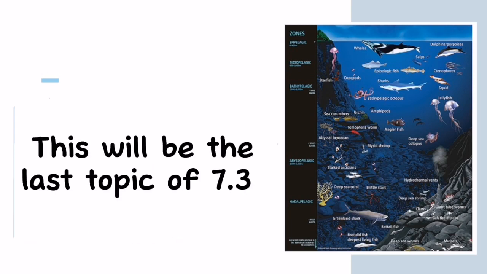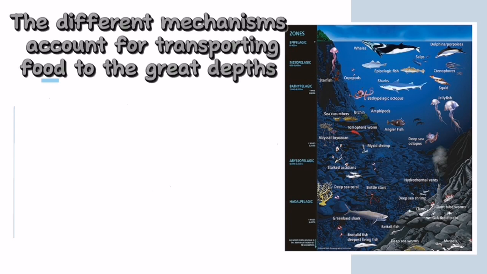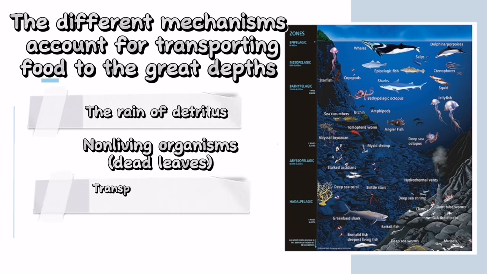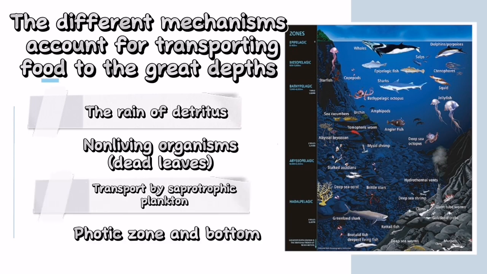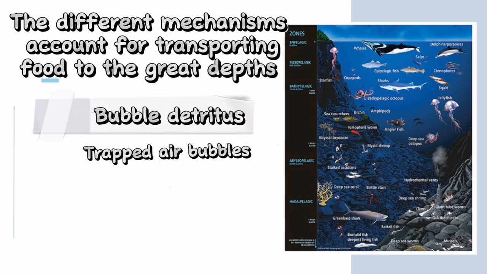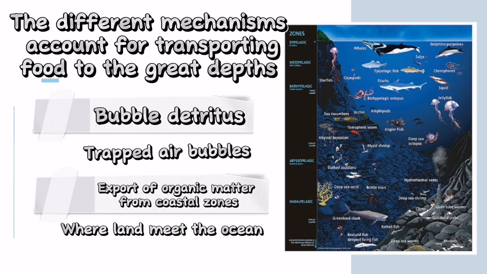The last topic, the different mechanisms that account for transporting food to the great deeps. The rain of detritus, transport by saprotrophic plankton, bubble detritus, and export of organic matter from the coastal zone.